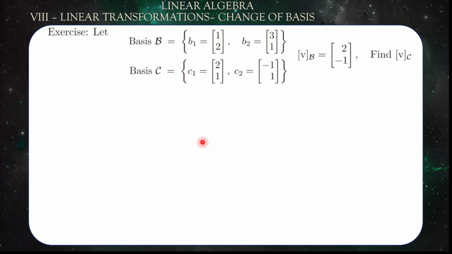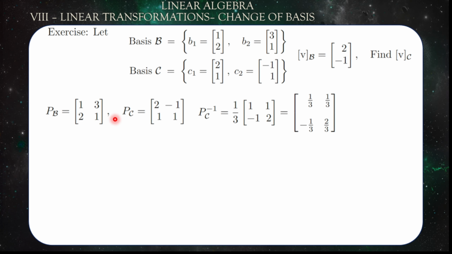Okay, let us start first with the matrix for B. So we have PB given by 1, 2, 3, 1. You place B1 and B2 as the columns of the matrix. PC is given by 2, 1, minus 1, 1. So C1 and C2 become the columns of the P matrix at the basis of C.